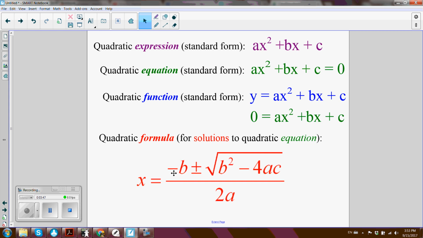X equals negative b plus or minus the square root of b squared minus 4ac all over 2a.